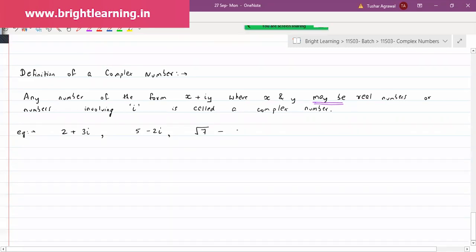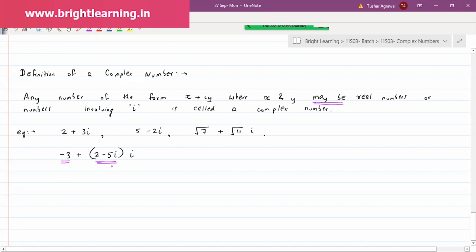Under root 7 plus under root 11 times I, yes, this is a complex number. These are very similar, very easy examples. Now, if I had given you x plus iy, where x is minus 3 and y is 2 minus 5y, will you say that this is not a complex number?